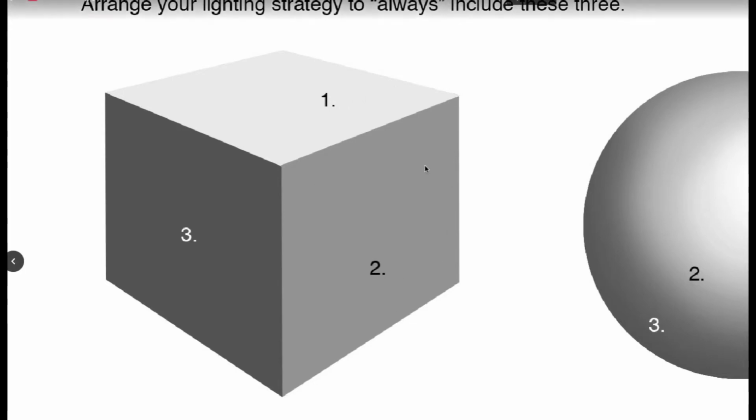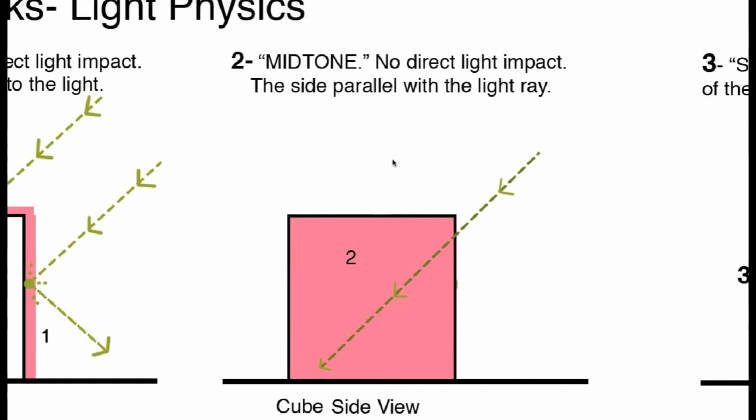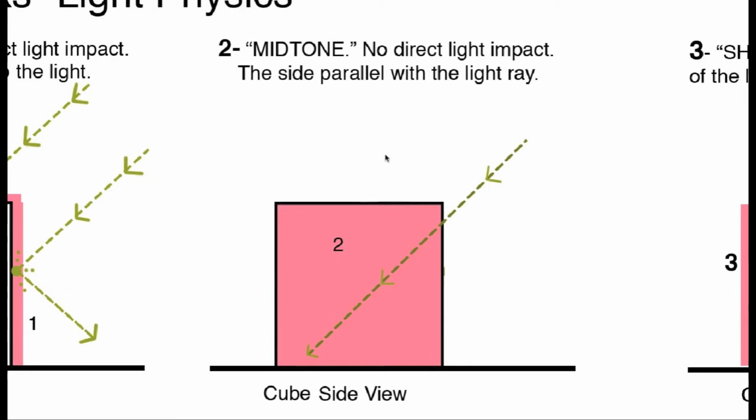So a 2, that's a little bit different. A 2 is the middle value. We call that a midtone in art. Midtone is kind of the true gray or the true color of something. So if you have a red apple lit under a spotlight, the things that would look red would be the midtone. A midtone means there's no direct light impact. And the area where the midtone is, that 2, usually is the side that's running parallel with the light.